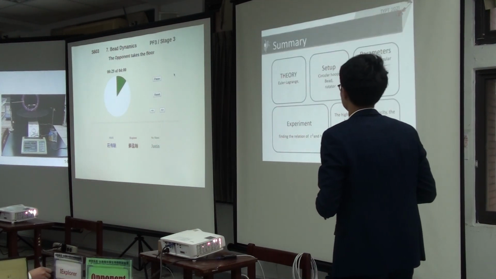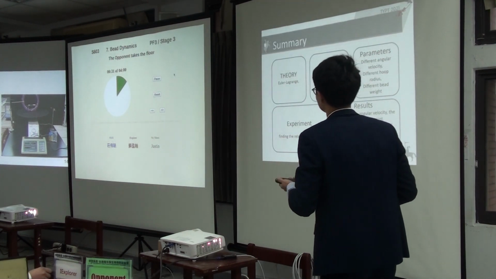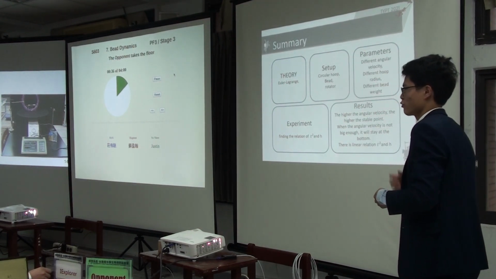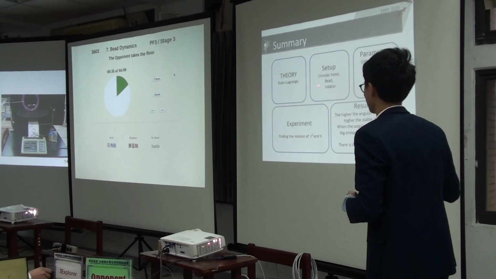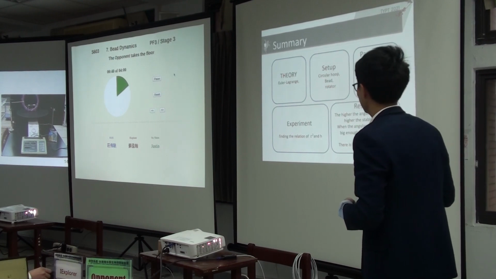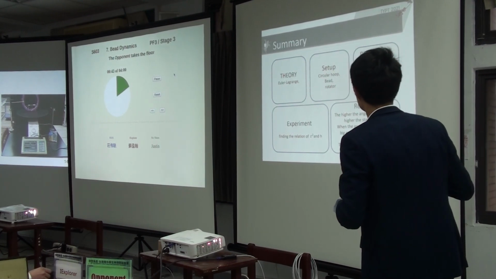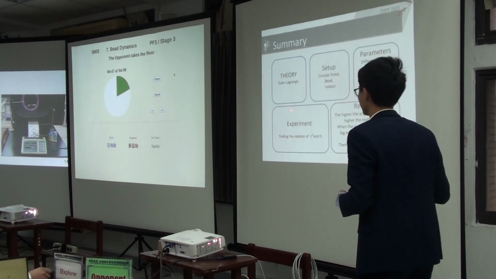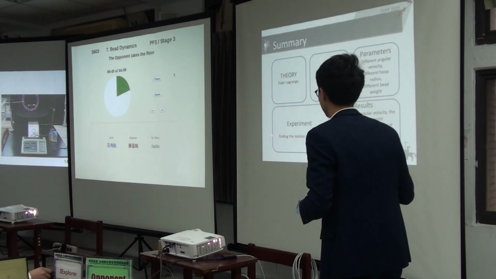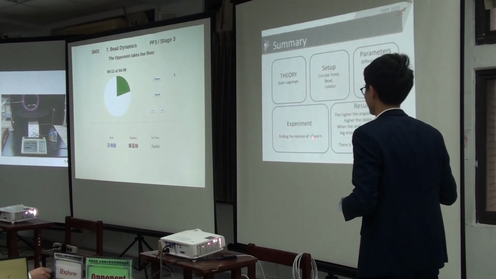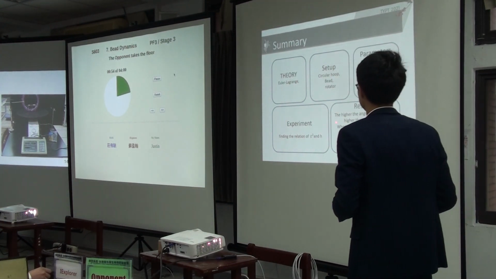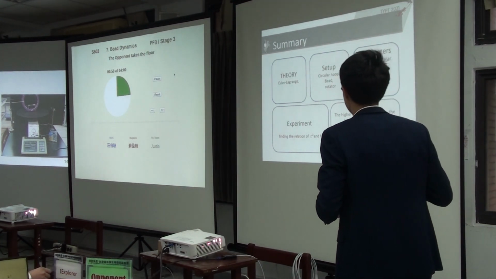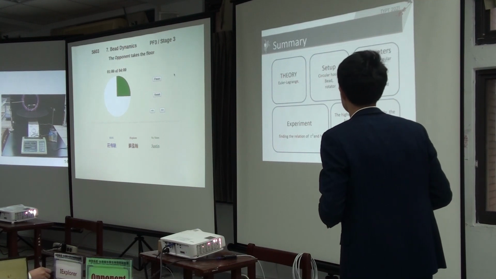Summary and comment on the reporter's report. First, he started his report by talking about the Euler-Lagrange equation and the equation of motion. The setup he used contained a circular hoop, a bead, and a motor. The parameters he varied were different angular velocity, hoop radius, and different bead weight. However, the only experiment he did was finding the relationship between T squared and h. And the result he got is that the higher the angular velocity, the higher the stable point is. And when angular velocity is not big enough, the bead will stay at the bottom.